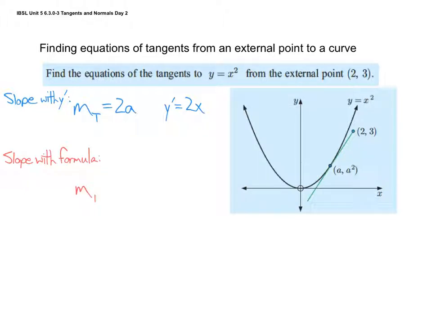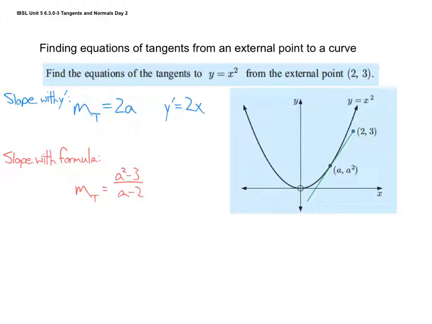So the slope of that tangent line is going to be a squared minus 3 over a minus 2, or you could have both of those reversed as long as you're consistent: 3 minus a squared over 2 minus a. Okay, now I know that I want those slopes to be equal, so we need to make them equal to each other.